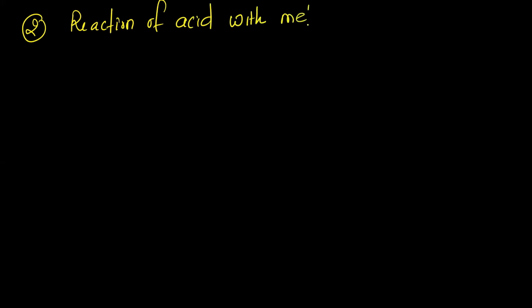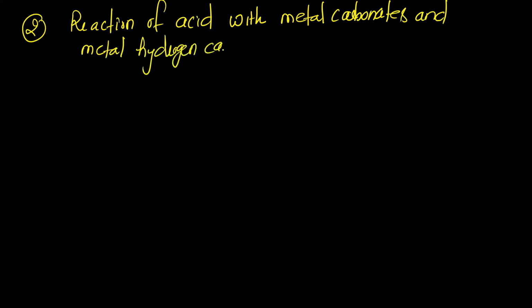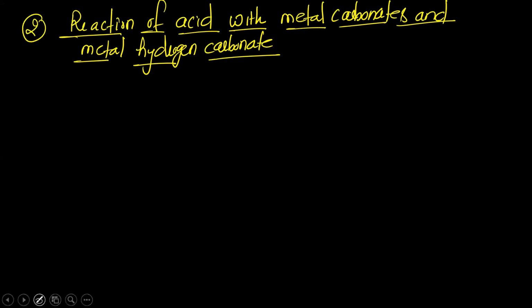Next, we'll go for the second reaction. First, we are dealing with reactions of acid. So the second reaction is the reaction of acid with metal carbonates and metal hydrogen carbonates. So, reaction of acid with metal carbonates and metal hydrogen carbonates. First of all, we'll see some examples of metal carbonates and metal hydrogen carbonates.